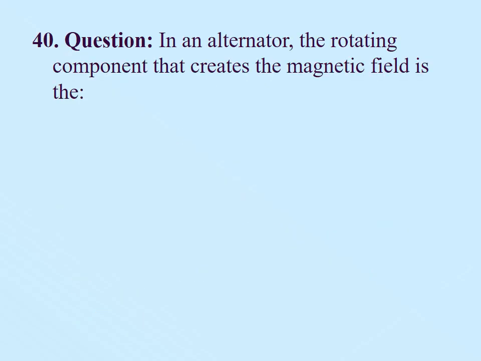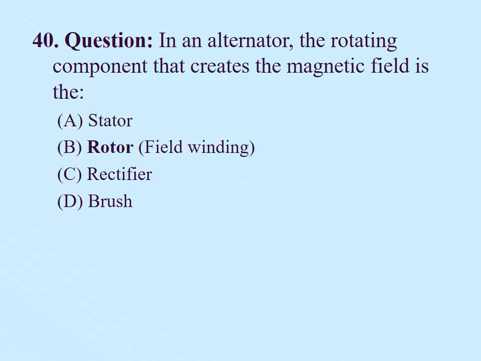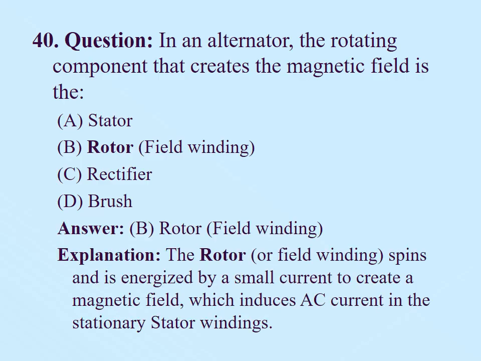Next question. In an alternator, the rotating component that creates the magnetic field is: A, stator; B, rotor or field windings; C, rectifier; D, brush. Answer is B, rotor, field windings. The rotor or field windings spins and is energized by a small current to create a magnetic field, which induces AC current in the stationary stator windings.